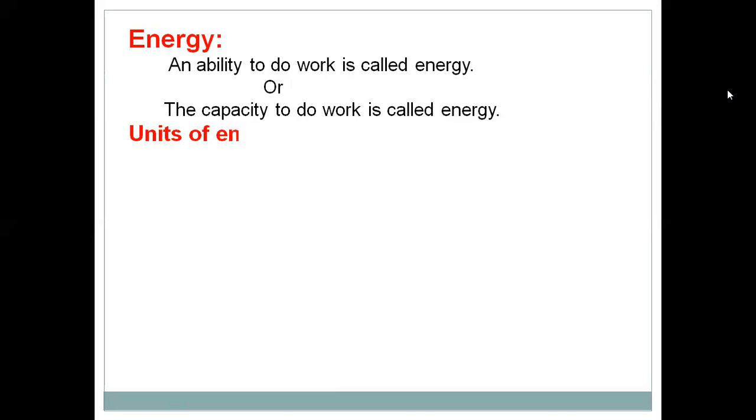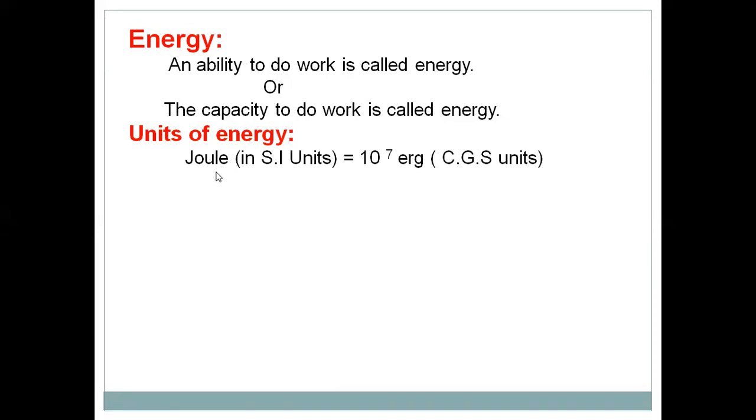So what are the units? Every physical quantity we can measure in some units. We know there is the SI system of units, MKS system of units, CGS system of units, FPS system of units. By using different systems, we can measure in different units. In the SI system of units, the unit of energy is joule. And in the CGS system of units, the unit of energy is erg. The relation between joule and erg is 1 joule is equal to 10 to the power 7 erg.